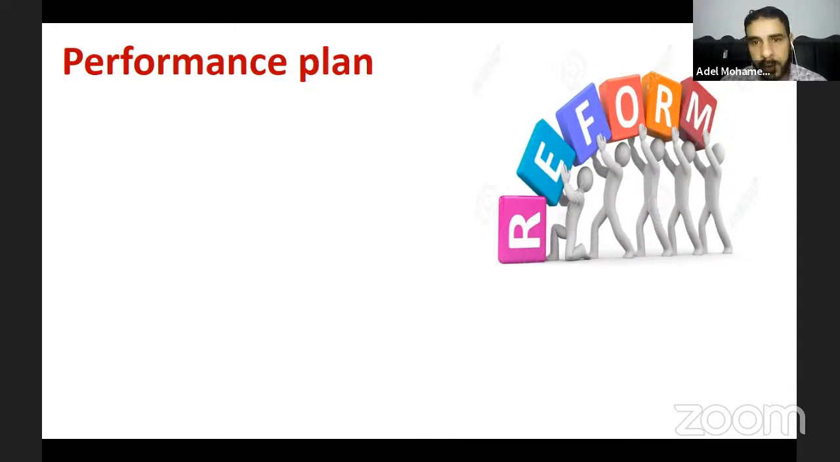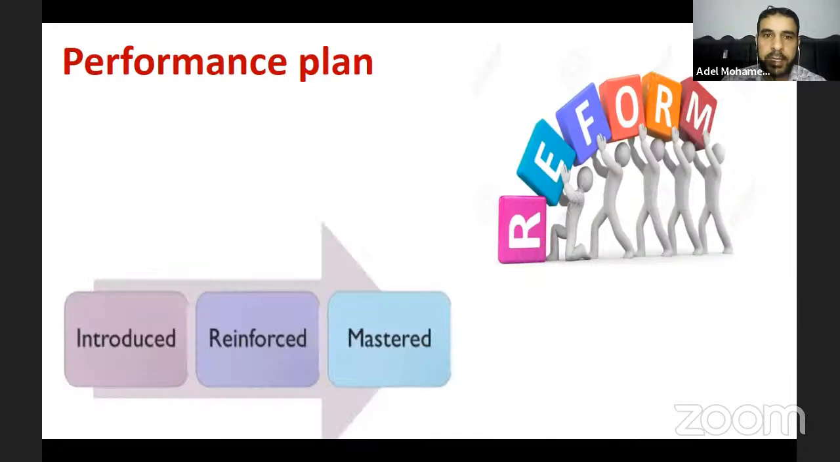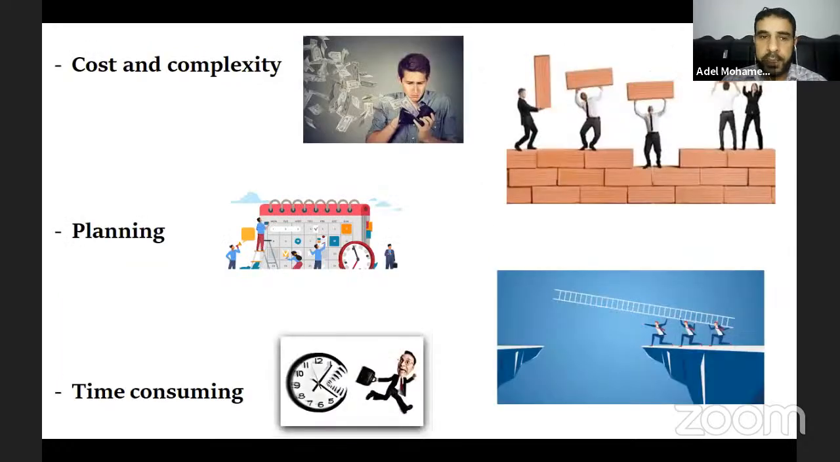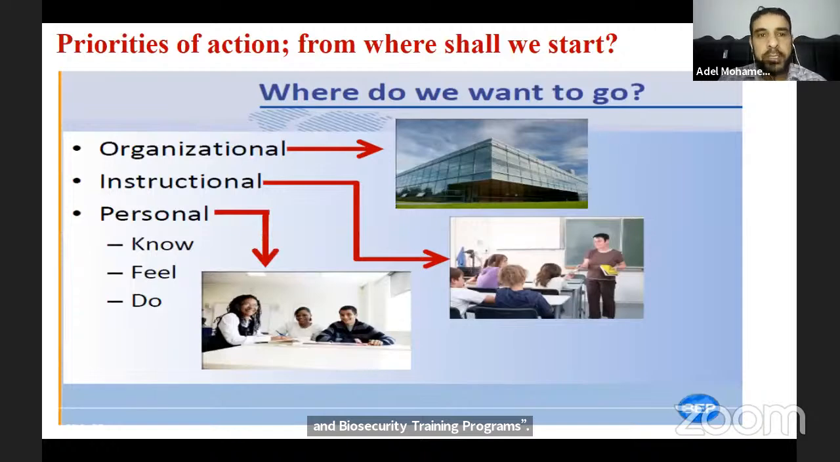So we proposed a reform plan to enforce biorisk management. So we started to introduce, reinforce, then master it. Unfortunately, these kinds of steps or reinforcement plans are costly and complex. They need lots of money, lots of planning, and are also time consuming. So we prioritized our actions to certain areas. We start with the organizations, such as the Ministry of Health, Ministry of Education, the National CDC, the LCBB, and other institutions.